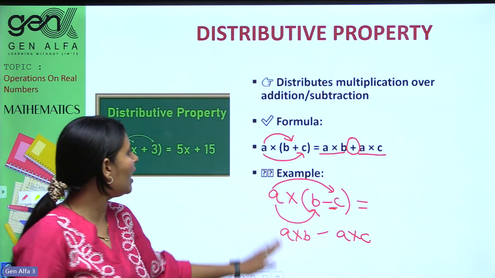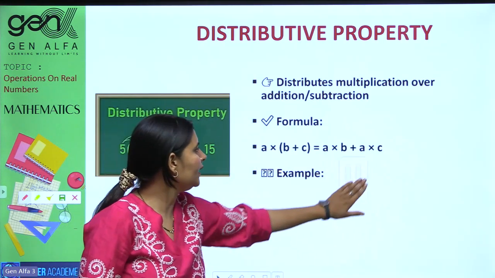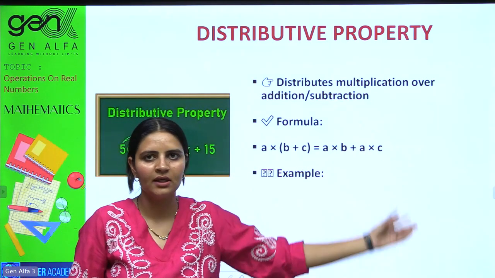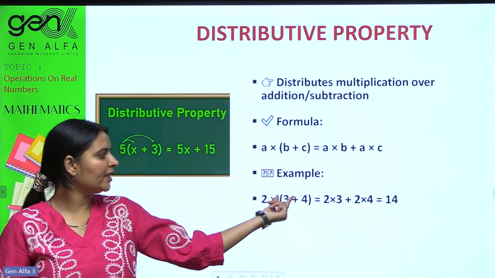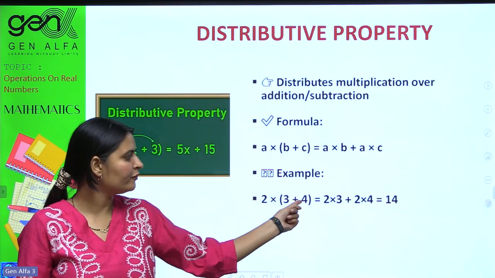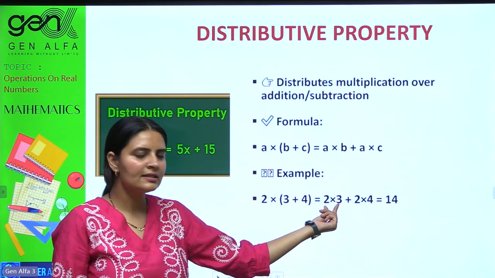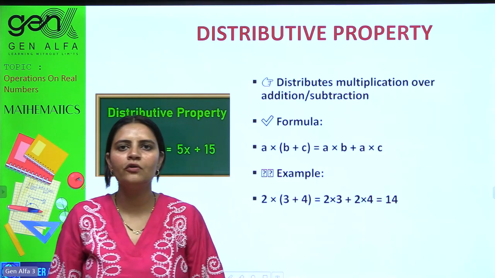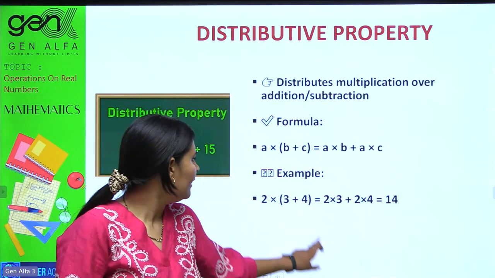Yes, now observe how this property works. Just write along with me. A multiplied by B plus C gives you A cross B plus A cross C. As you can see in the example over here. Let's take this example. 2 multiplied by 3 plus 4. 2 multiplied by 3, 2 multiplied by 4, and then after adding them, giving you 14. How? 2 3s are 6, 4 2s are 8, and 8 plus 6 adding up, giving you 14. Isn't it? That is your distributive property.